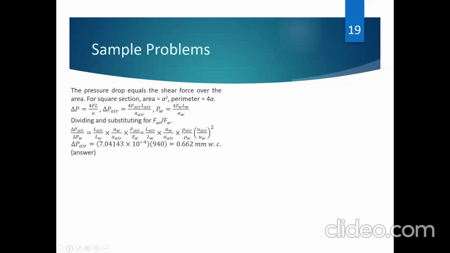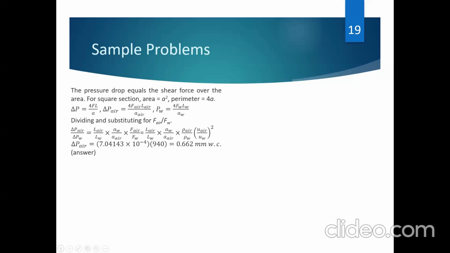So delta P air over delta P_W is equal to L air over L_W times A_W over A air times F air over F_W. So magiging equal siya sa L air over L_W times A_W over A air times rho air over rho W times U air over U_W squared. Ito na yung ratio. Substitute mo na. So delta P air is equal to 7.04143 times 10⁻⁴ times 940, is 0.662 millimeter water column.